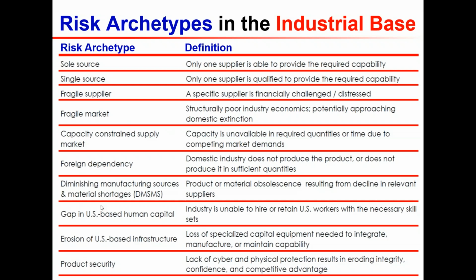Risk archetype number 8 is the gap in US-based human capital. And again, this is all about the workforce, right? Either your industry is unable to hire or retain US workers with necessary skill sets. We talk about the STEM skills, the trade skills, or the people we are training are primarily foreign citizens. We don't have enough, especially at the PhD level, right?